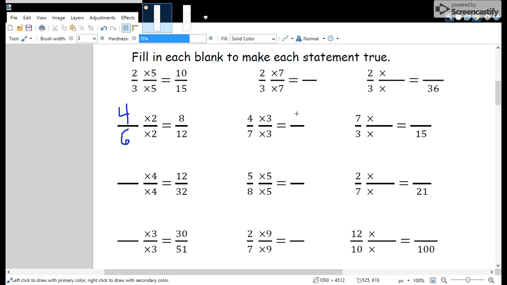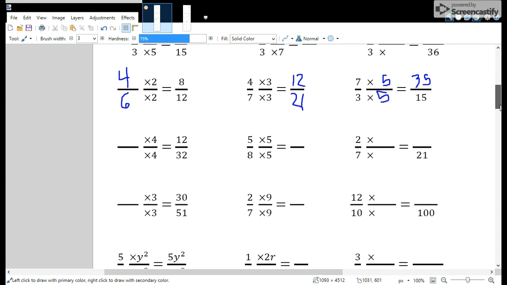4 times 3 is 12, and 7 times 3 is 21. 7 times something equals something, and 3 times something equals 15. That would be 5 because 3 times 5 is 15. Whatever you do down here, you have to do that up here as well. 7 times 5 is 35. So you'll do that same thing for all of these on this page.